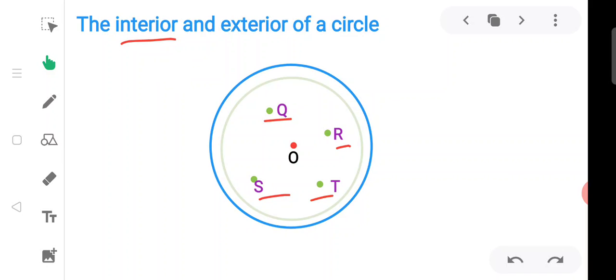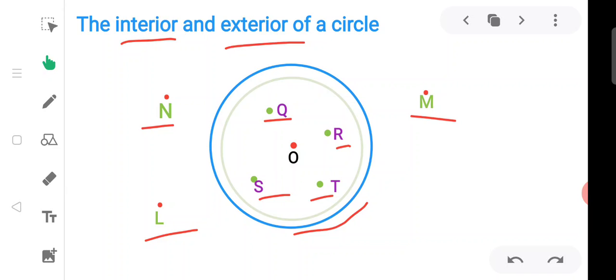Now, I take some other points: point M, point N and point L. These points are outside this circle. The region outside the circle is called the exterior of a circle. So the points which are outside the circle are called exterior points. Here points N, M and L are in the exterior of the circle.